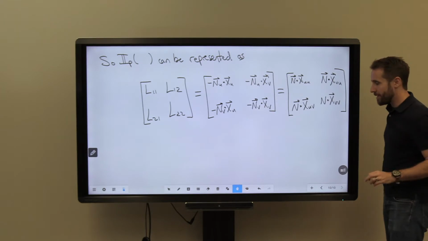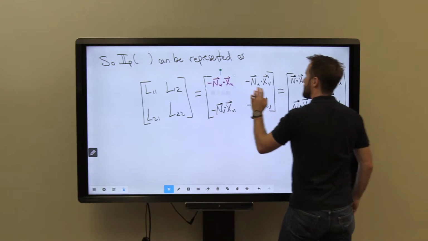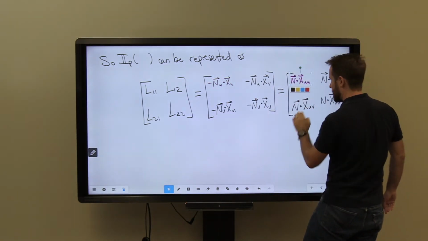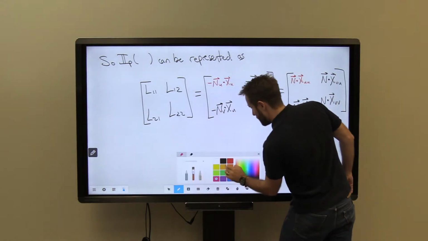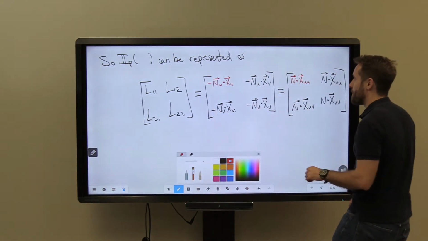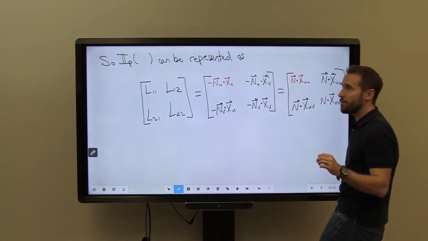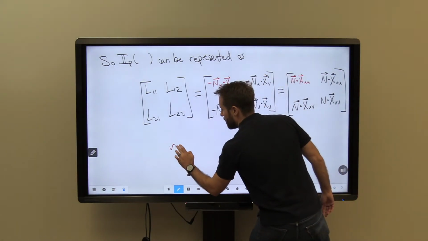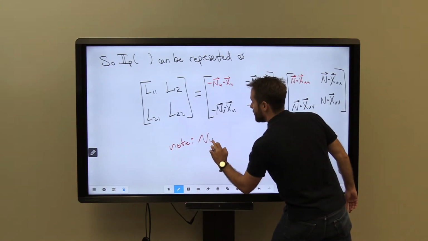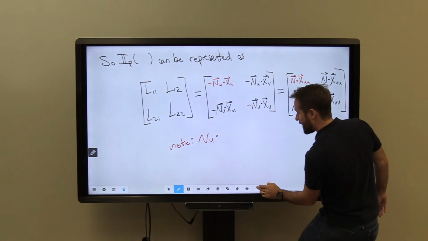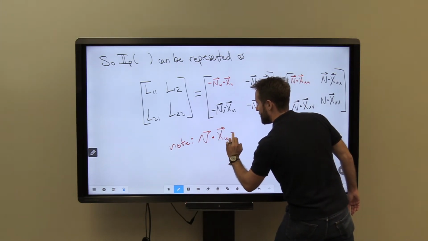And to really see this, I'm going to just look at this first entry here and show that those two entries are actually equal to each other. And to do that, I'm going to use a similar trick to what we did before. I'm going to make note of the fact that n, just n by itself, dotted with xu is equal to 0.